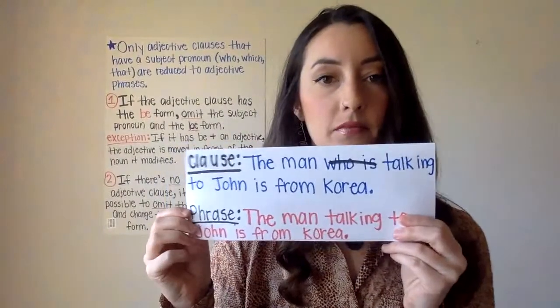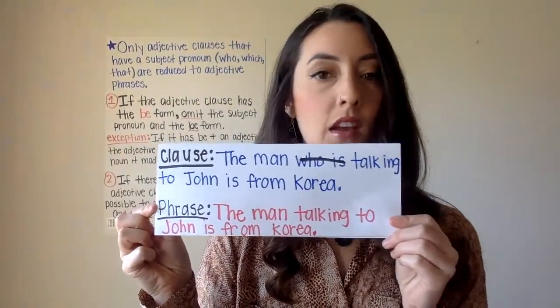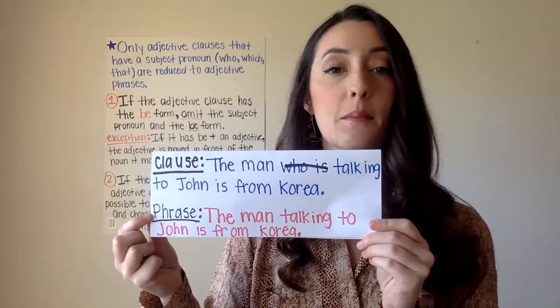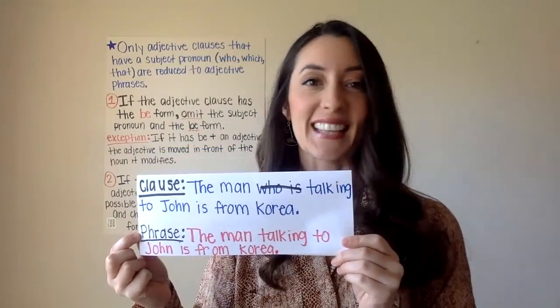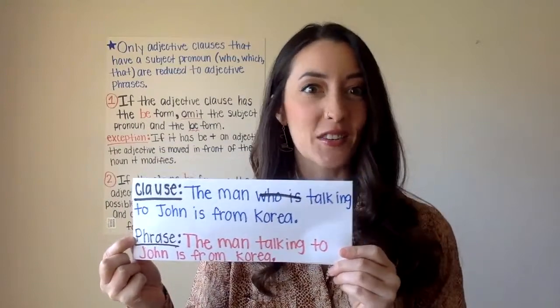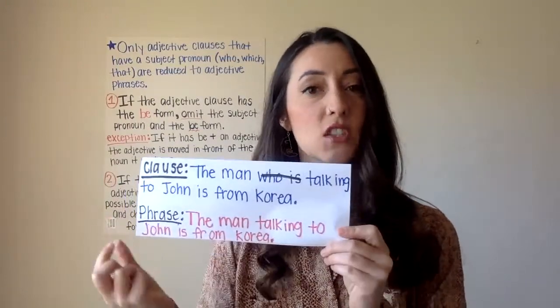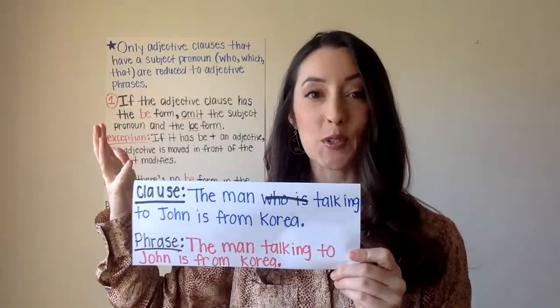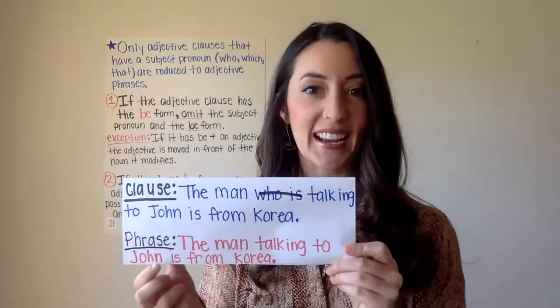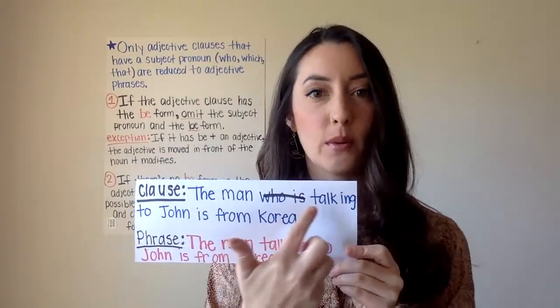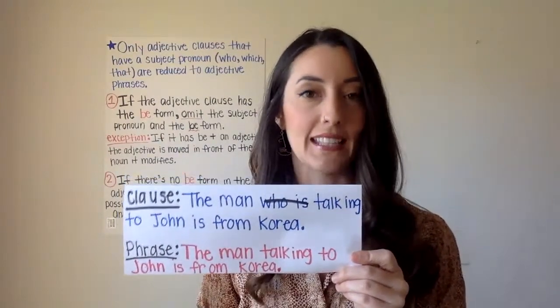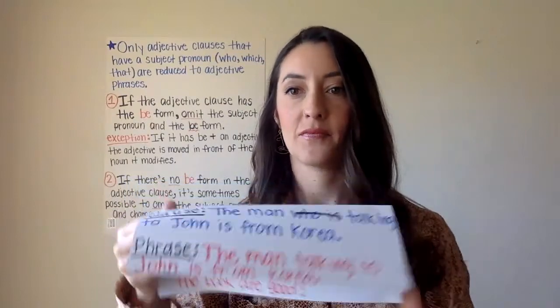Be visual. Omit or delete it, okay? We don't need it anymore. And so now our adjective phrase is, the man talking to John is from Korea. It has the same exact meaning, but it's just a little easier to say. And this is great practice for more advanced levels who are wanting to sound like a native, okay? The man talking to John is from Korea. All we did was take away who is. All right.